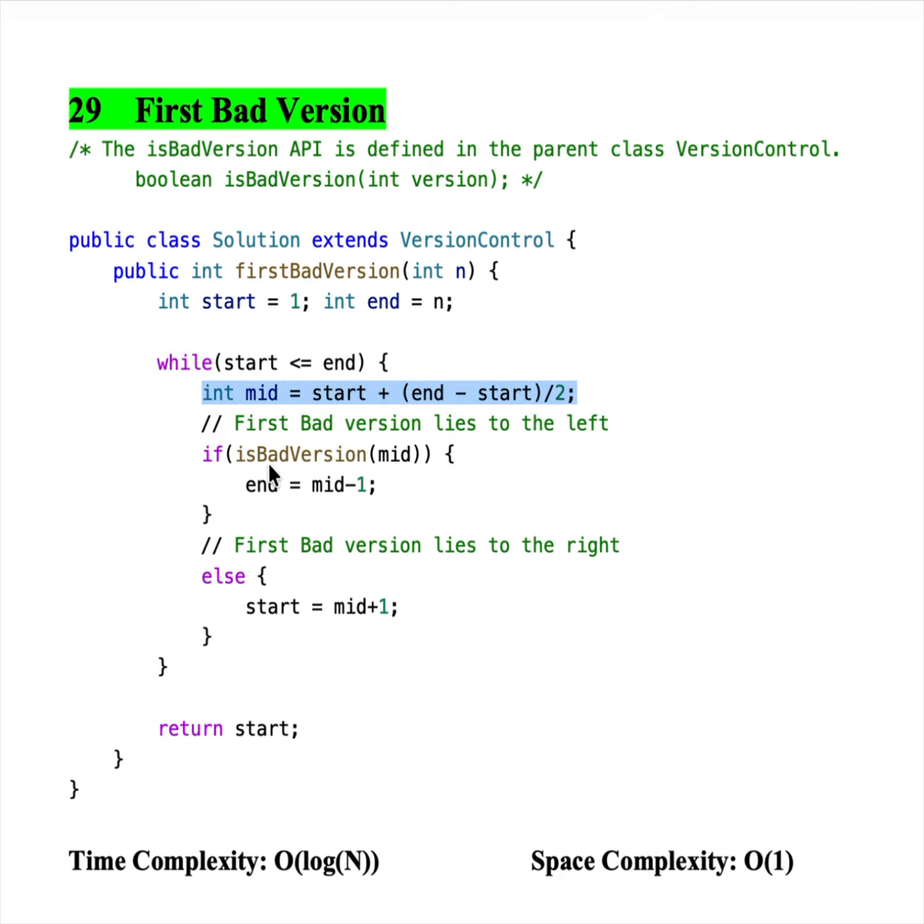We calculate the mid. If mid is the bad version, then the first bad version will lie on the left side, so update the end pointer. If not, then it lies on the right side, so update the start pointer. At the end, return the start. It's binary search, time complexity is log n and the space complexity is O of 1.